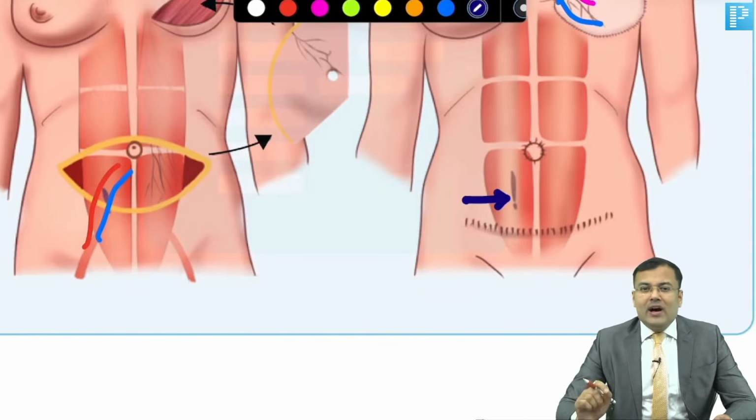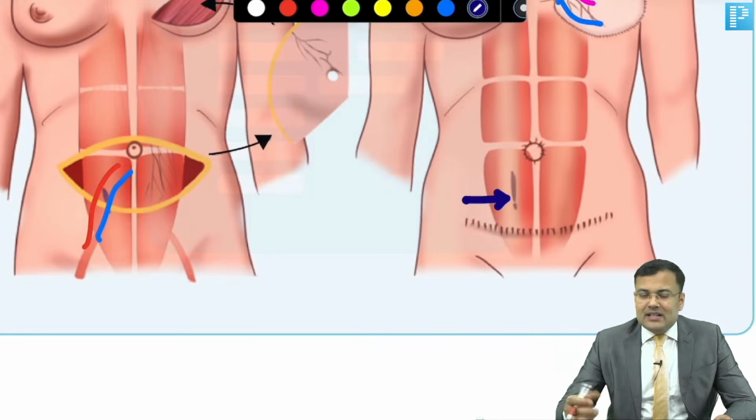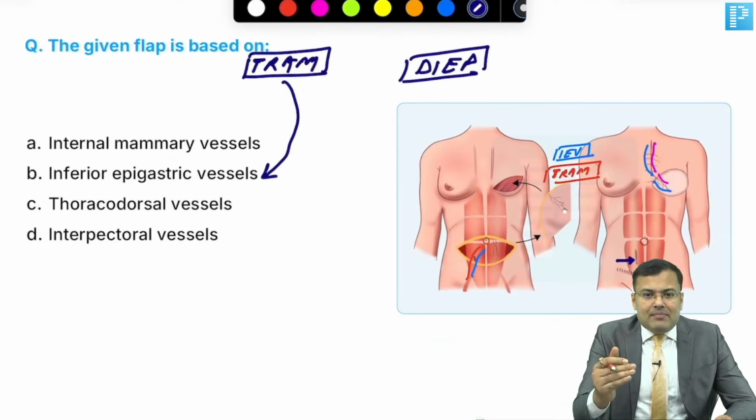That is DIEP. Why? Because if you are taking TRAM flap, there is weakness because you have incised or cut the muscle. In DIEP flap, muscle is spared, that's why there is no hernia. So that's why DIEP flap is the best flap, and the most commonly used flap is TRAM flap.